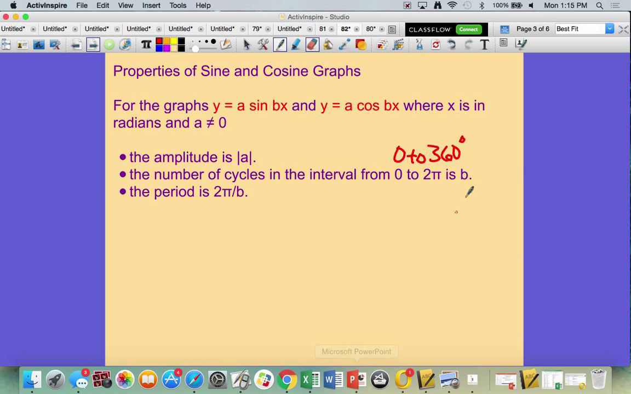Okay, so this B value is the number out in front of the x, in between your sine or your cosine and your x value. That tells you how many cycles, how many waves you have between 0 and 360. And then the period, how long is one of those waves? You take 360 divided by B, or 2 pi divided by B. Most of the time we're going to do the degree measurements just because it's easier for you guys to understand.